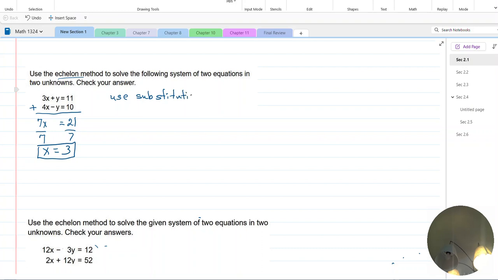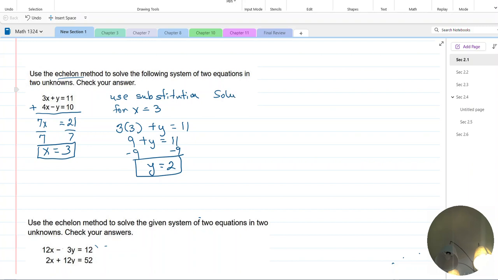Now this one is easy. That's how we start. Use substitution for x equals 3 into one of the equations. So I do 3 times 3 plus y equals 11. And then I'm going to have 9 plus y equals 11. I subtract 9 from both sides. Then y should be 2. So my solution is unique. And we write it in ordered pair as a 3 and a 2.